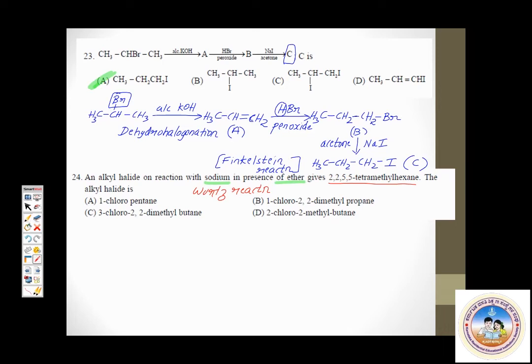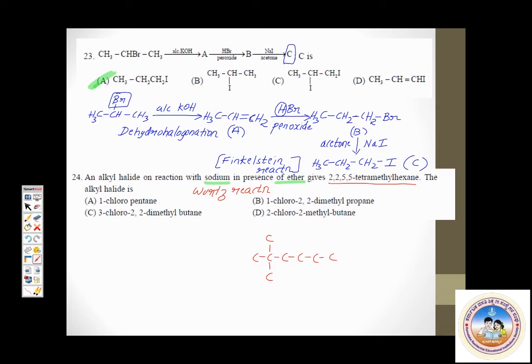Let me write the structure of the product alkane, 2,2,5,5-tetramethylhexane. You'll notice how I write it. 1, 2, 3, 4, 5, 6: hexane, 6 carbon atoms. Then 2,2: so at the second position there are 2 methyl groups. I am not writing all hydrogen atoms. It's a waste of time. In the exam you should not waste time writing all hydrogen atoms. Either write it this way or write bond line notations. And then at the 5th position you have 2 more methyl groups. Yes, so this is the product obtained.